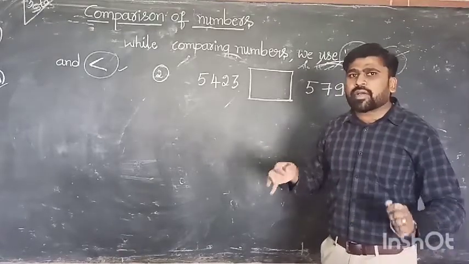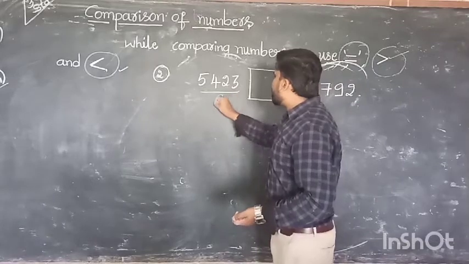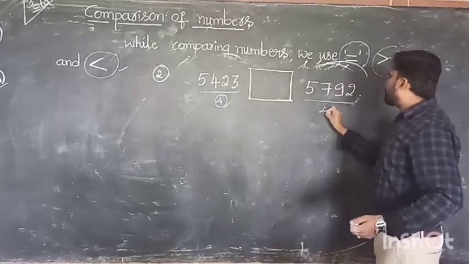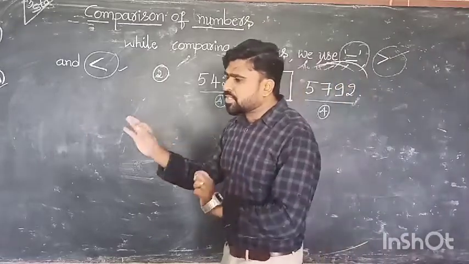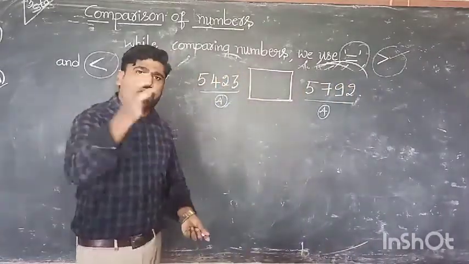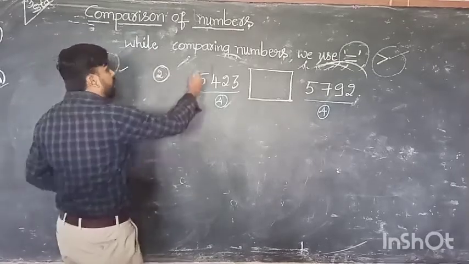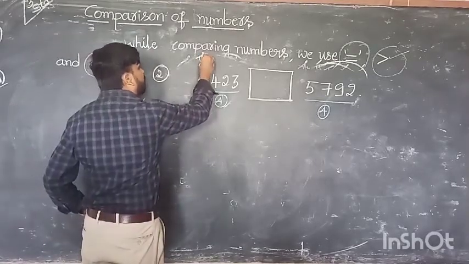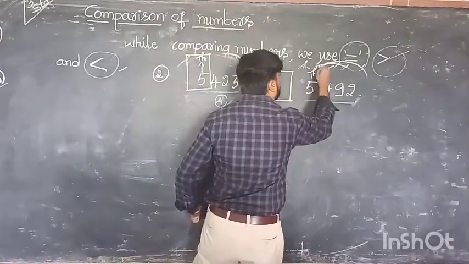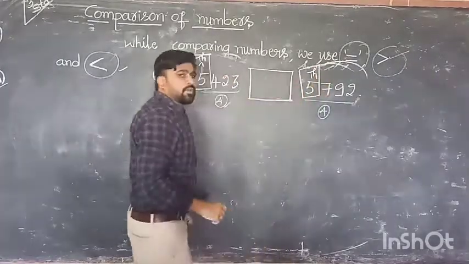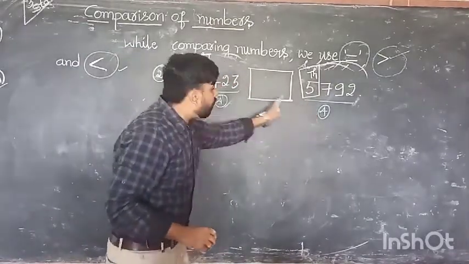Before going to compare, just count the digits. Here also total 4 digits. Here also total 4 digits. We cannot identify which is the big number and which is the small number. Next we come to the place value. It is the 1000s place. First compare the 1000s place. Now it is also the 1000s place. See, now compare: here also the 1000s place, here also the 1000s place, both are the same.